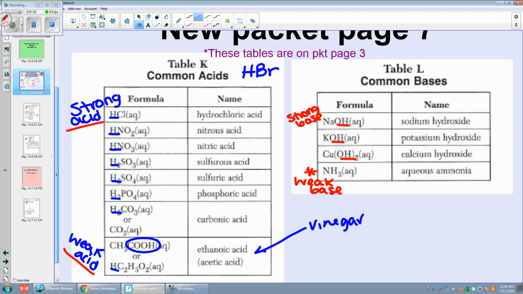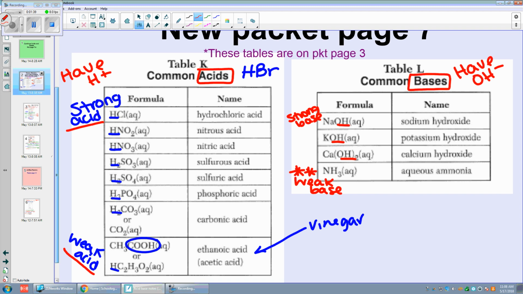We have some things that are going to be weird. We talked about how we can tell, we see H's, so acids are going to have H, and bases, you can see I underlined OH, so bases have OH minus. That's important to note. We have a few exceptions. We have a star by aqueous ammonia. I'll put another star there. That doesn't look like the others, but it is a base.